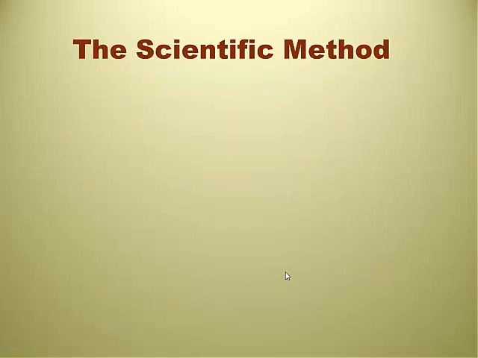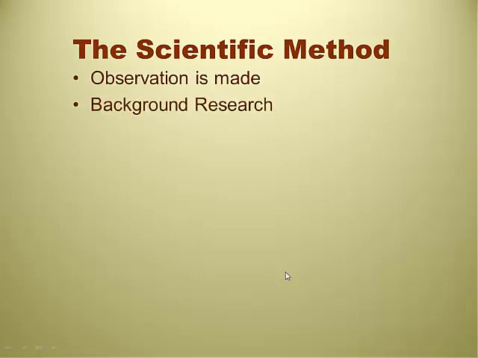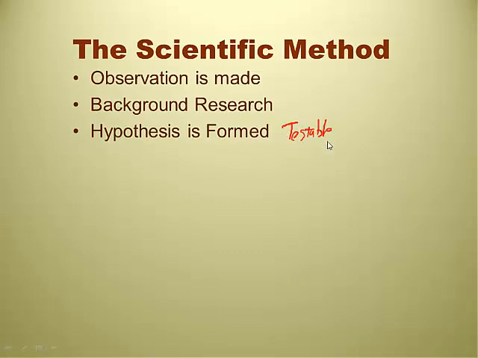All right, scientific method. Steps to the scientific method. Observation is made. That's your first step. Research is done, background research on the observation. Hypothesis. A testable hypothesis is formed. Maybe that's something to write down here. It needs to be testable. You've got to be able to test it.